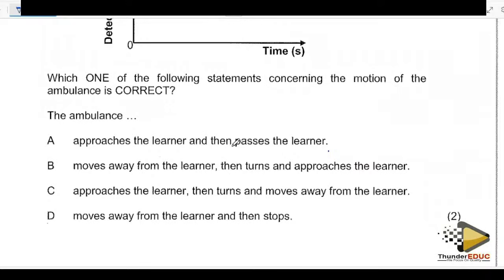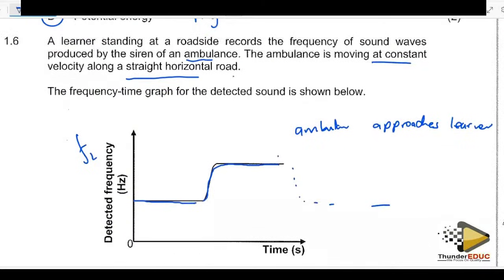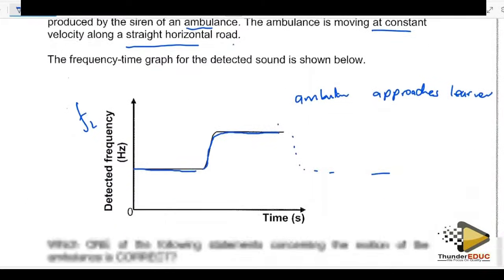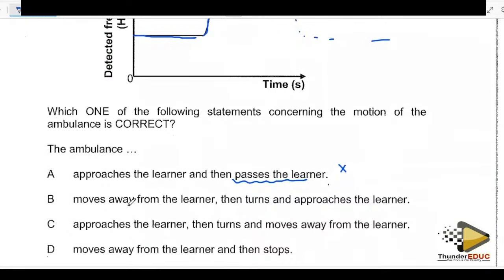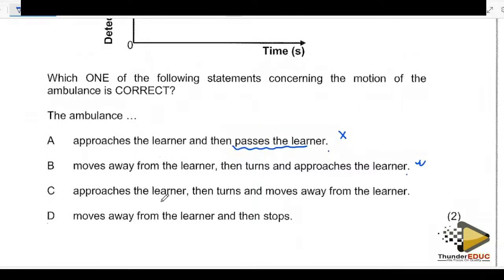Because of this last statement, I'm nullifying A for now. Then let's look at the second option. It moves away from the learner and then turns and approaches the learner. When it's moving away, the frequency is low. And then when it approaches the learner, the frequency increases. There's some truth in that statement. Let's see option C. It approaches the learner and then turns and moves away.